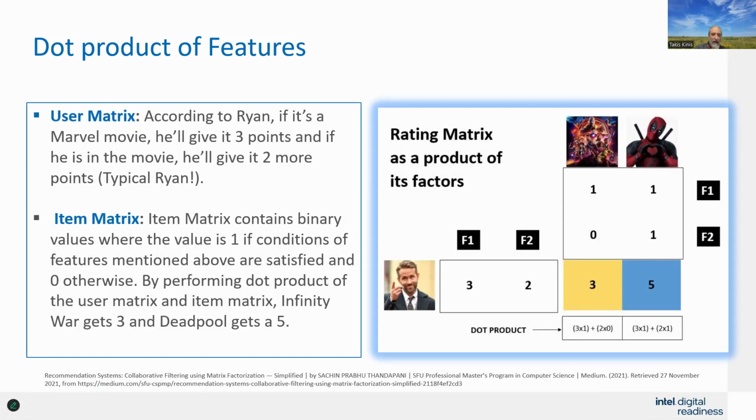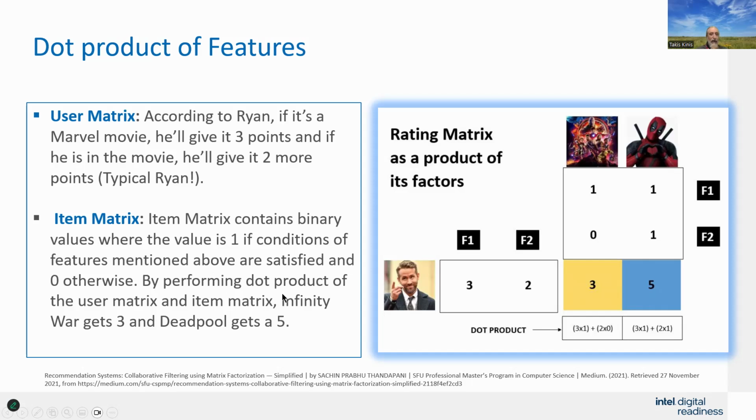According to Ryan, if it's a Marvel movie, he'll give it 3 points. If he's in the movie, he'll give it 2 more. So he must be in this movie, right? All right, typical Ryan. The item matrix contains binary values, so think about this, where the value is 1 if the conditions mentioned above are satisfied and 0 otherwise. So this is actually a true-false matrix for the item, where this is an actual rating.